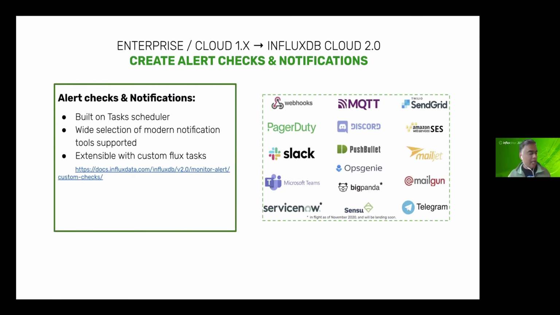So in 2.0, I think Tim talked a little bit about this, we built a whole section on checks and notifications. They actually built on top of the tasks scheduler, or task mechanism. In the UI, it enables a very narrow set of use cases. You can do threshold or deadman alerts, pretty simple, pretty basic. You can select a particular measurement, particular tags, and filter them and say, hey, I want to set these thresholds. You can do it, but it's not very powerful.